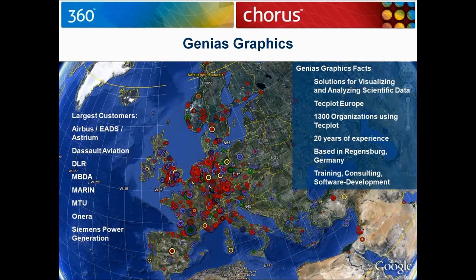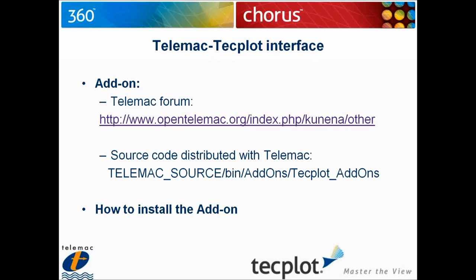So for GNS graphics, we are Tecplot's exclusive distributor within Europe. We are providing solutions to analyze and visualize scientific data, and we have approximately 1,300 organizations that are using Tecplot in Europe. We have more than 20 years of experience in doing so, and we are based in Regensburg in Germany. We are doing training, consulting, and software development.